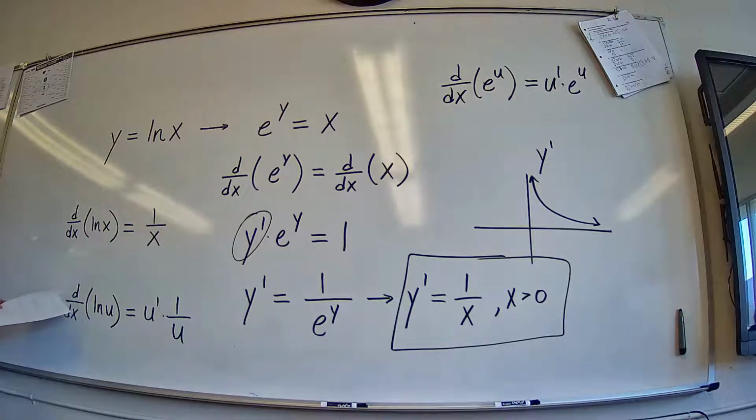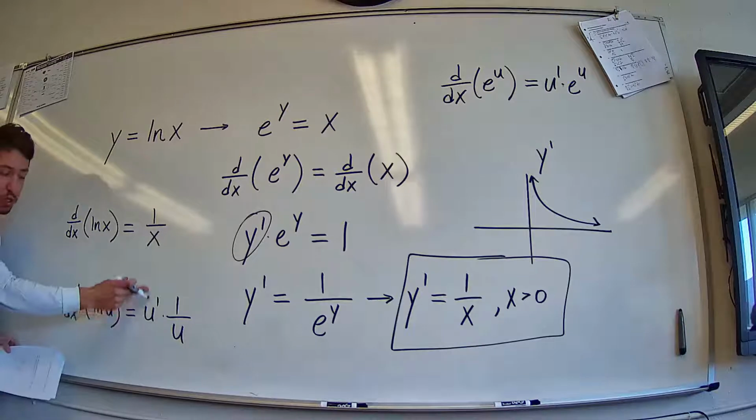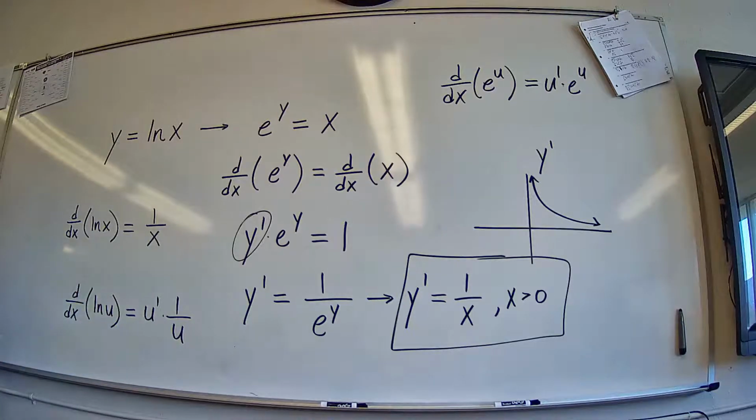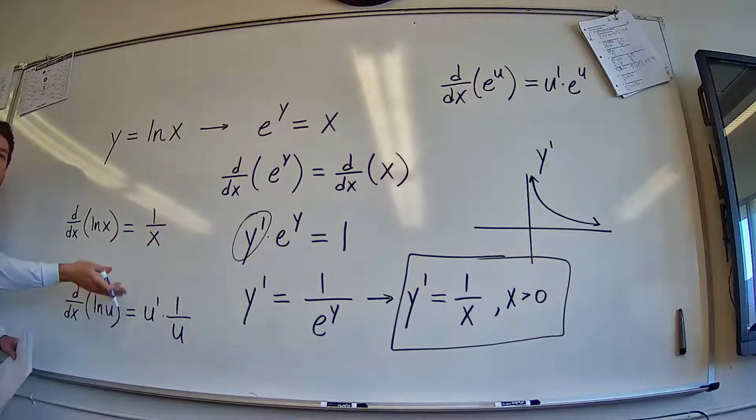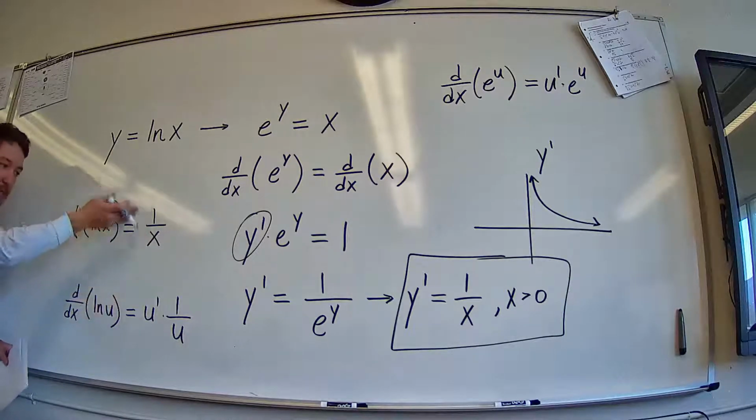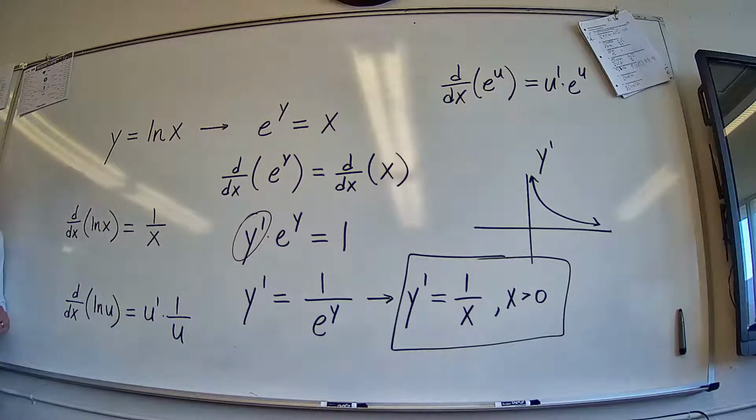Okay, does that make sense? Now you could write this as u prime over u. I like to write it this way just because this is a nice way of showing how the chain rule is just being applied simply here, right? Same exact derivative, you just tack on the u prime. That's all you do.